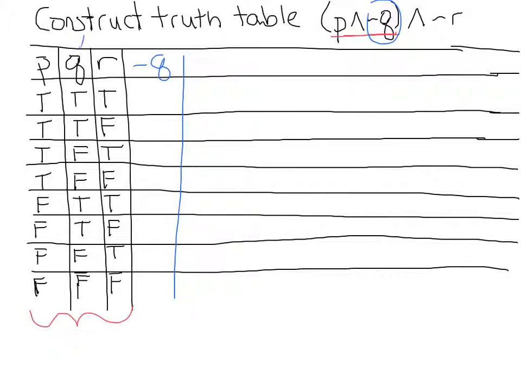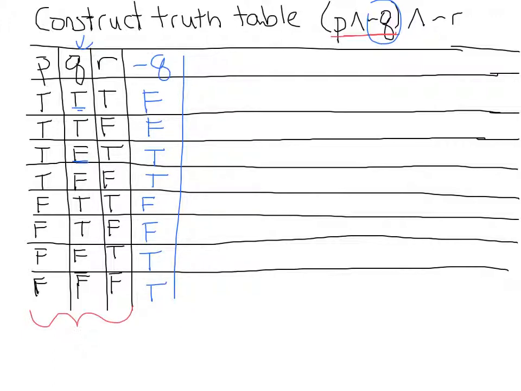So we're going to refer to our Q table, and basically if it says true, as in this one, it's now going to be false. And if it says false, as in this one, it's going to be true. So let's go ahead and fill those in. It's just the opposite of what it currently is.